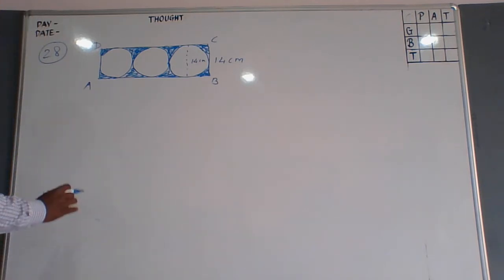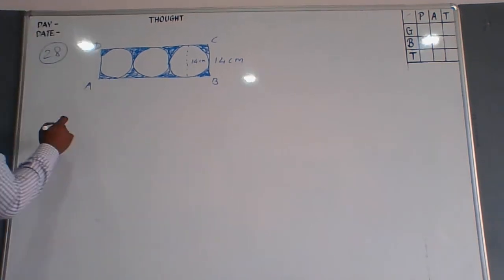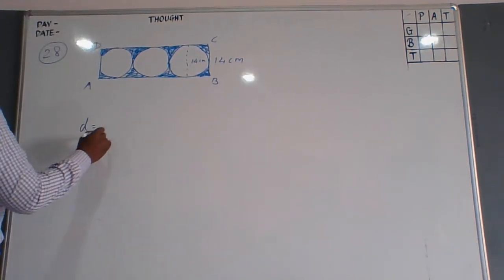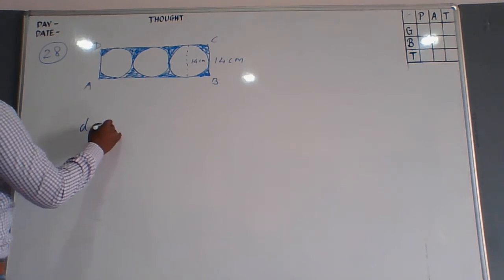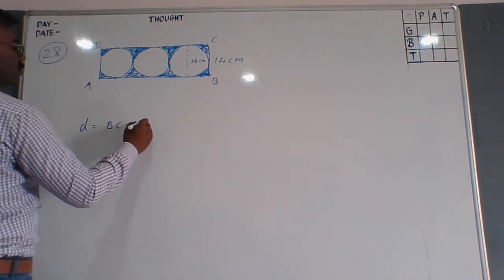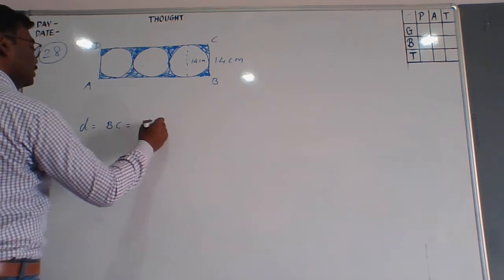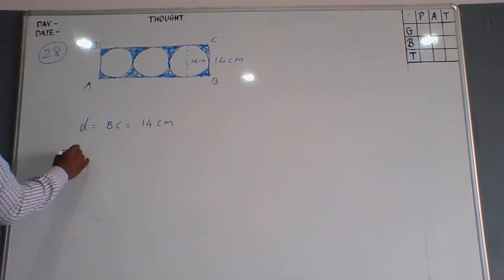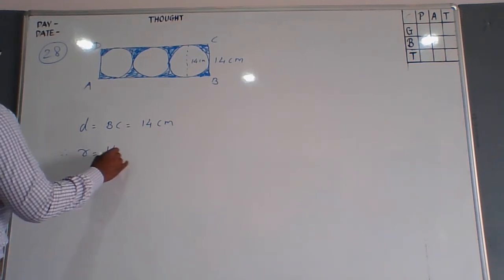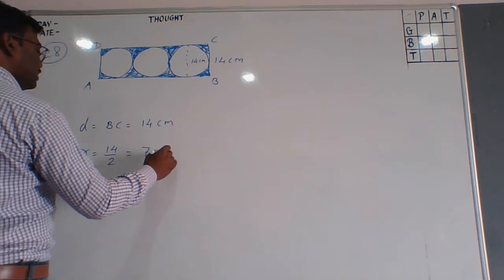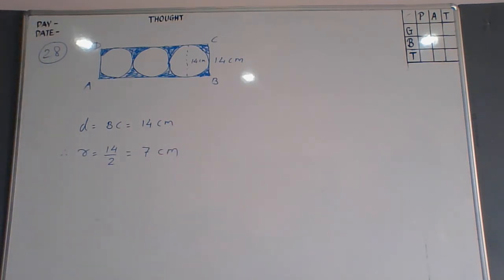correct? So that means the diameter of the circle is equal to BC, which is equal to 14 centimeter, and therefore the radius will be 14 divided by 2, which means 7 centimeter is the radius. Okay. Now we got the radius as well. But if we want to calculate the area of the rectangle, we need the length of the rectangle also.